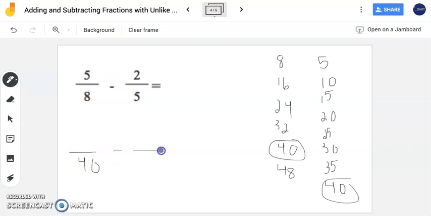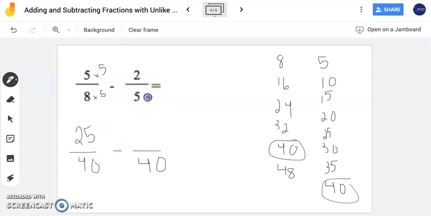But now I need to figure out what fraction is going to be equivalent to 5/8 that has a denominator of 40. So 8 times 5 is 40. So if I multiply my denominator by 5, I do the same to my numerator. So now 5 times 5 is 25, and 8 times 5 was 40, proving that 5/8 is equivalent to 25/40.